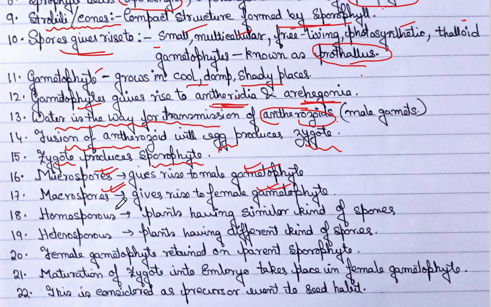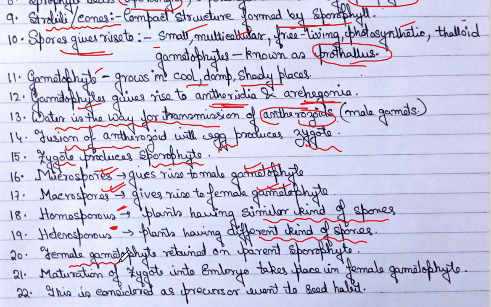Now there are two other terms, homosporous and heterosporous. What are homosporous? The pteridophytes that have a similar kind of spores are known as homosporous, and heterosporous are pteridophytes which possess different kinds of spores.